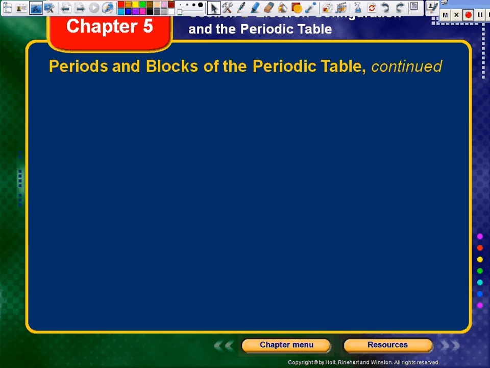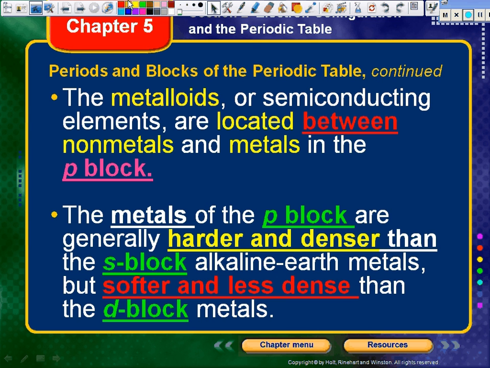This little bottom part, yeah, it's important, but you can go through it real quick. Metals of the P block are harder and denser than the S block, but softer and less dense than the D block. So aluminum, tin, lead are harder and more dense than sodium, potassium, calcium and all that, but they're less dense than copper, nickel, gold and all that other stuff. That's how it works when you're comparing the blocks.